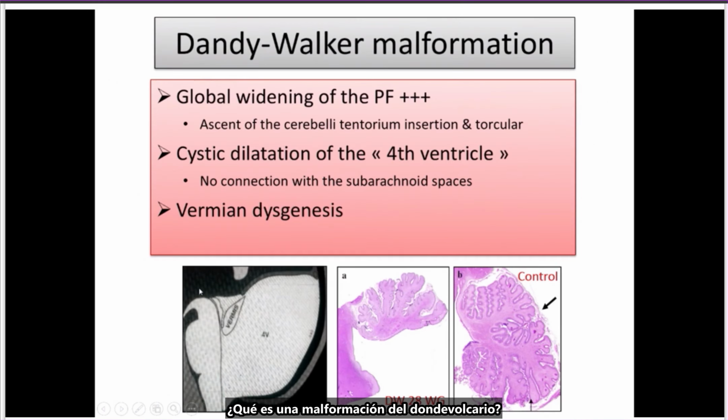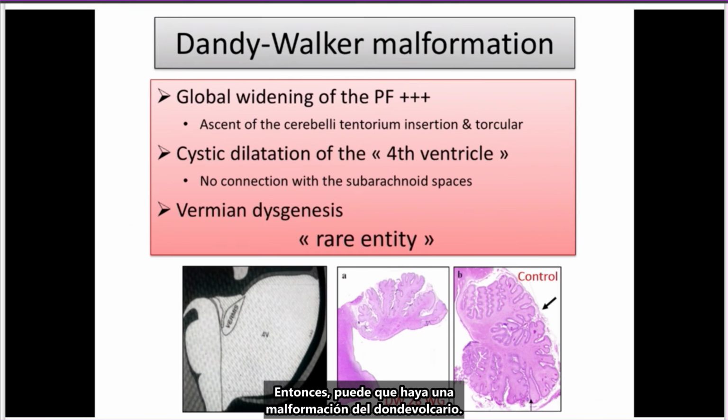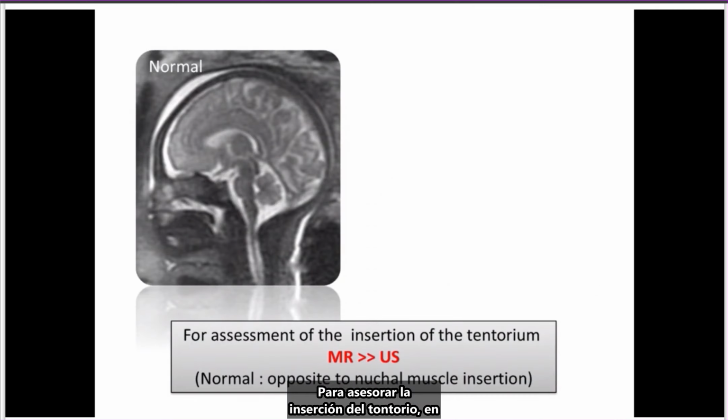What's a Dandy-Walker malformation? There is a global enlargement of the posterior fossa because there is ascent of the cerebellar tentorium insertion, the torcular. There is cystic dilatation of the fourth ventricle with no communication with the subarachnoid spaces, and there is a vermis agenesis. In fact, it's a rare entity. So you may have a Dandy-Walker malformation, but if you have more than 5 Dandy-Walker malformations a year, you may have a problem to really be sure that it's a Dandy-Walker malformation.